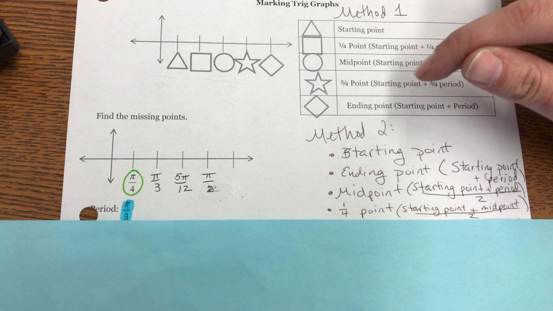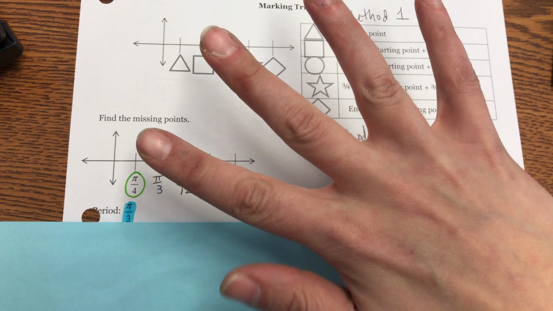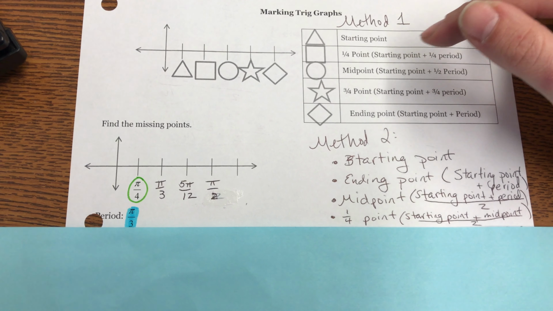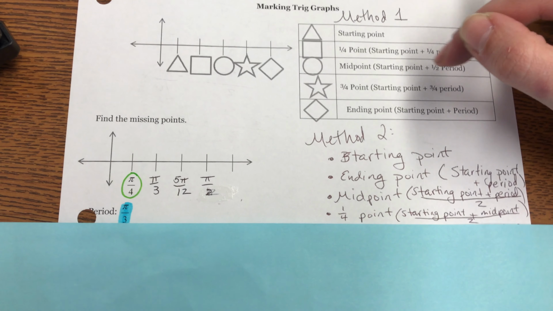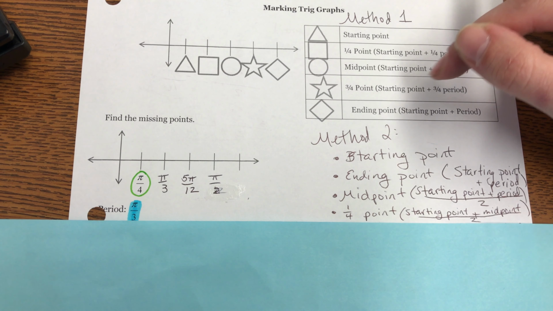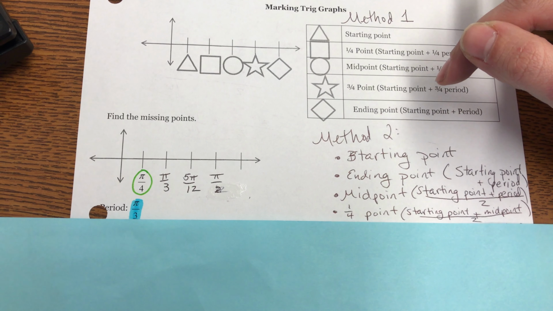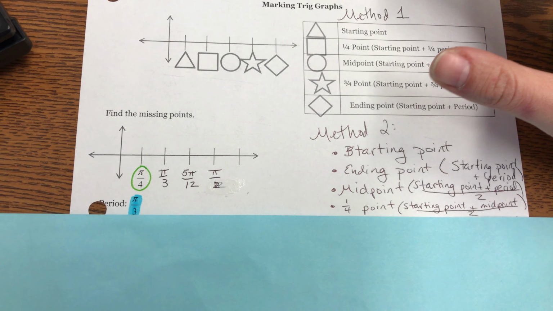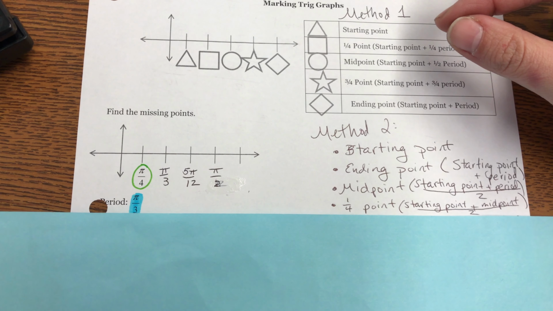To get the rest of the points, because you should have 5 points for every trig graph that you do, you can take the starting point plus 1/4 times the period, starting point plus 1/2 times the period, starting point plus 3/4 times the period, and then the starting point plus the period. That is one way to get all 5 of your points.